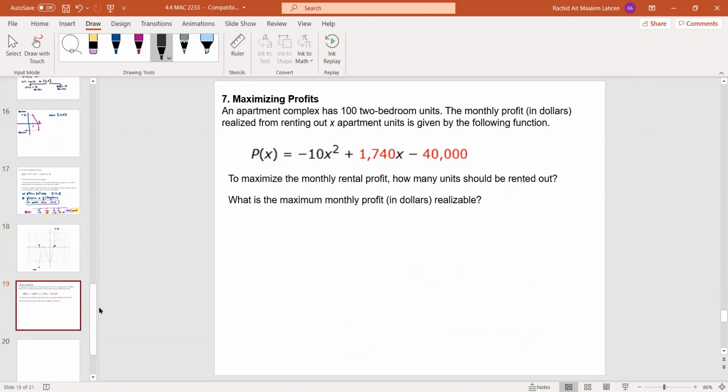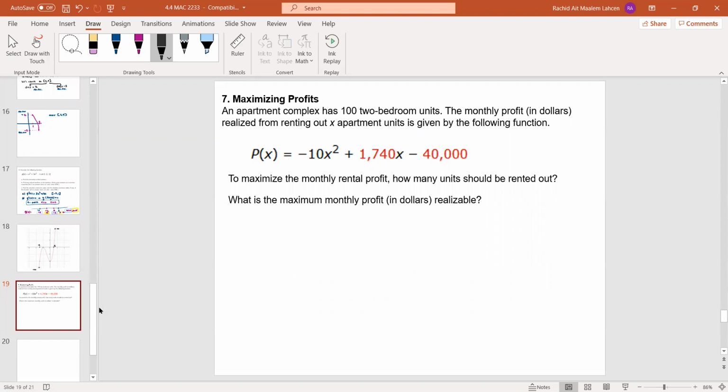Let's look at this number 7 as an application to this. An apartment complex has 102 two-bedroom units. The monthly profit realized from renting out x apartment units is given by the following function. To maximize the monthly rental profit, how many units should be rented out? What is the maximum monthly profit?